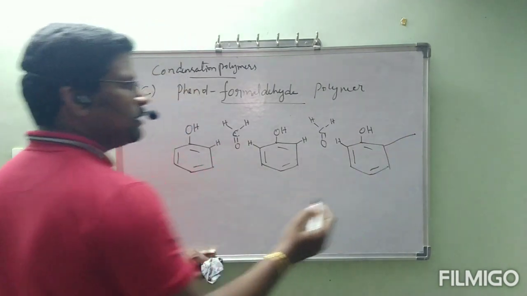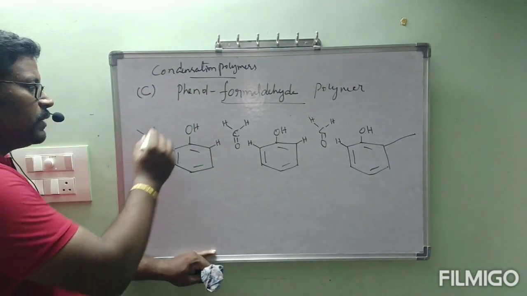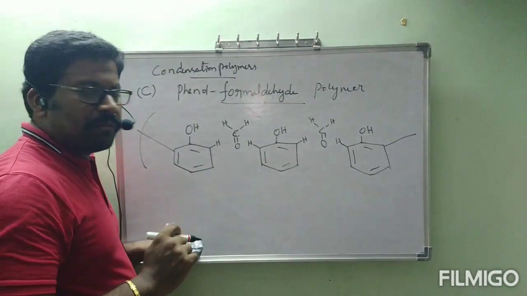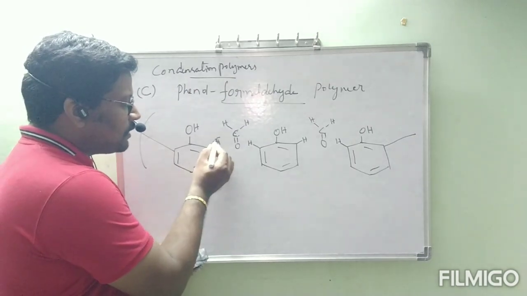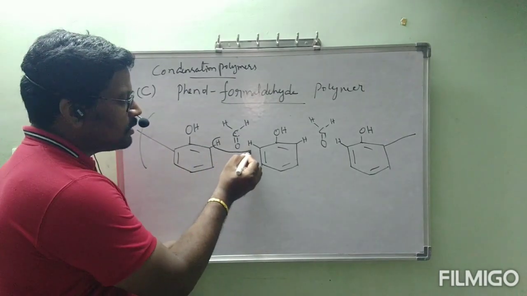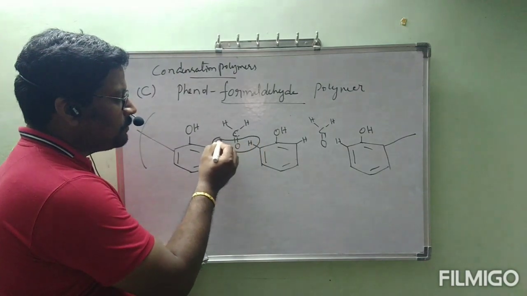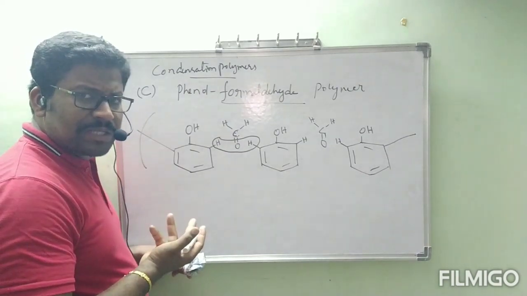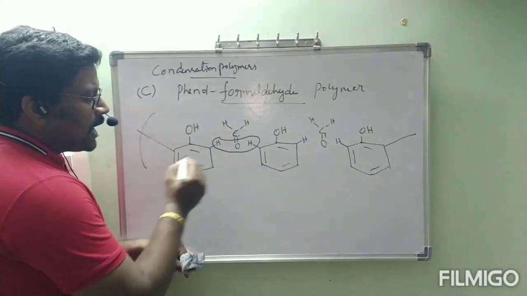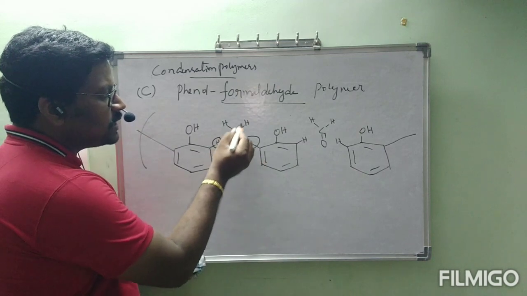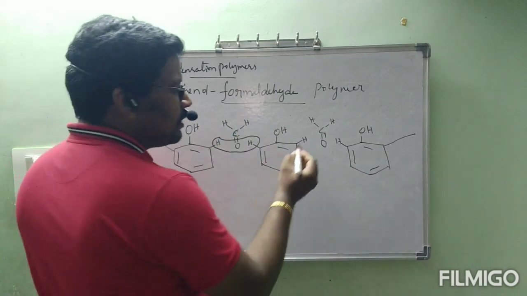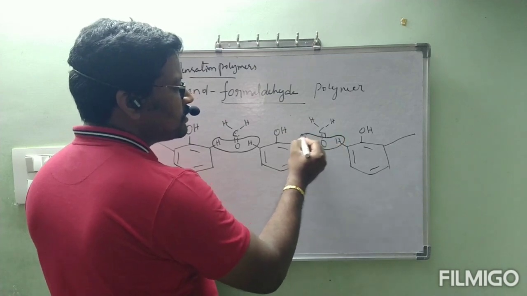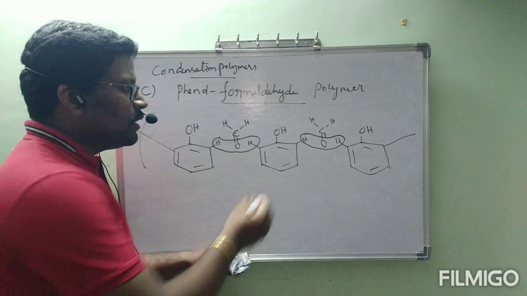So I am going to keep one big bond here. It will be continued n times. Like that, n molecules will be combined. Now the hydrogen present here, the oxygen present here, and the hydrogen present here will be removed as water. This is condensation polymerization, removal of water, and between this carbon and this carbon we have CH2. Same way, the hydrogen here, the hydrogen on this one, and the oxygen here will be removed as water. We will get CH2.